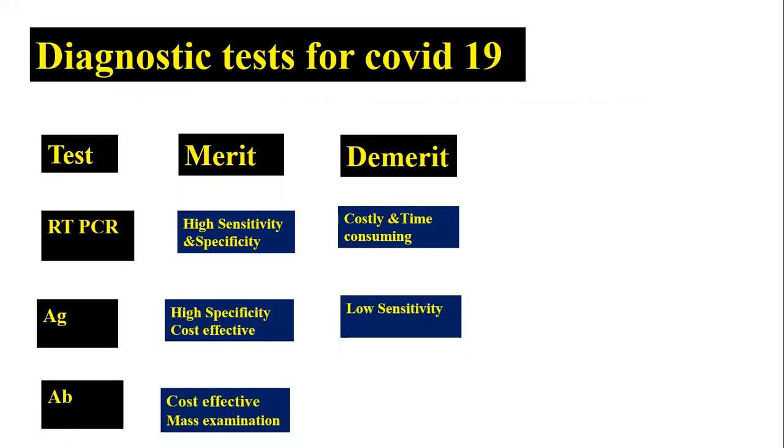Next, the antibody test. It is cost effective and good for mass examination. If many members, say 10 or 15, are to be tested for easy detection, we go for the antibody test. But it is not for early diagnosis. Early diagnosis is not possible with the antibodies.